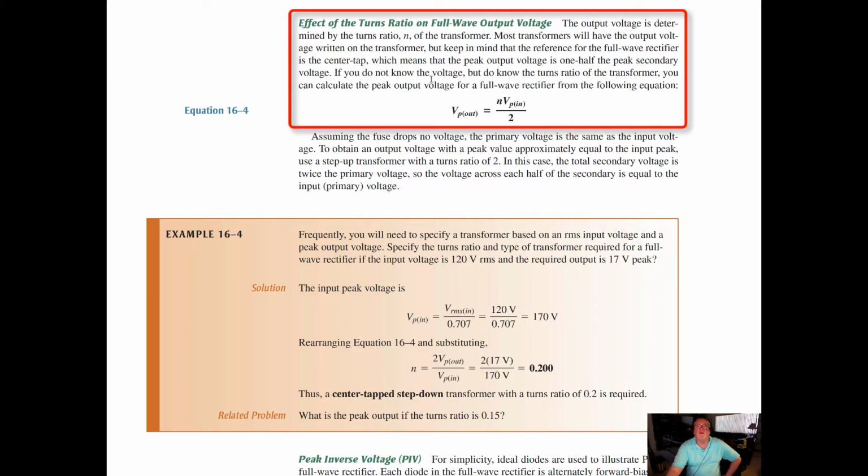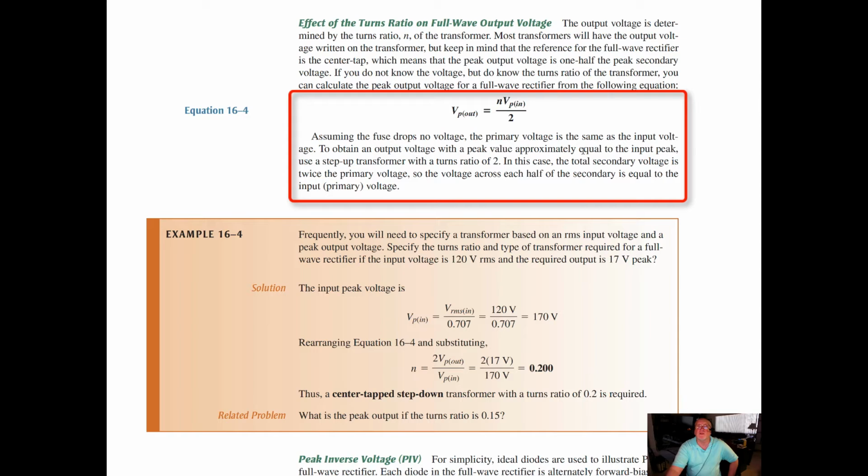If you don't know the voltage, but do know the turns ratio of the transformer, you can calculate the peak output voltage for a full wave rectifier from the following equation: N times VPN divided by 2. Assuming the fuse drops no voltage, the primary voltage is the same as the input voltage.